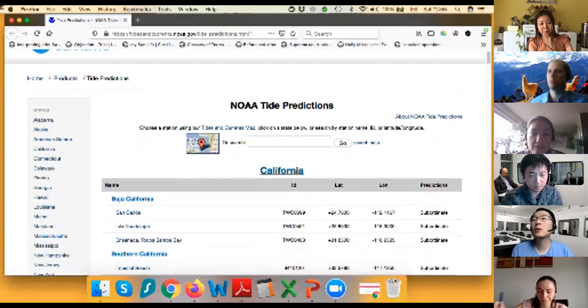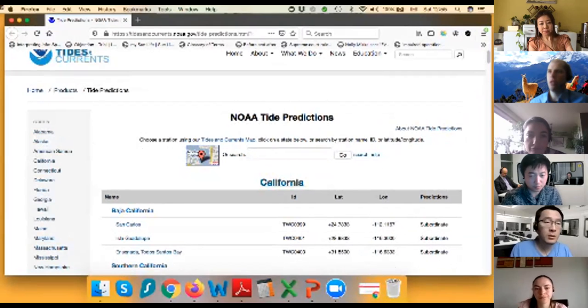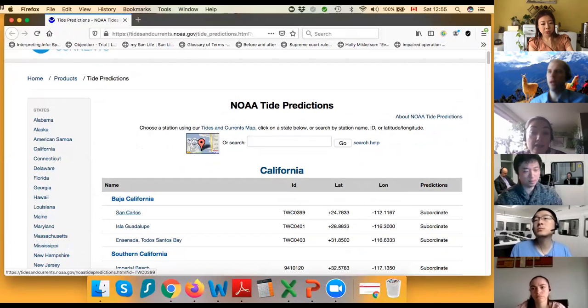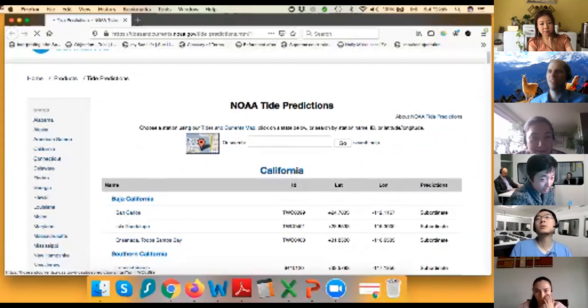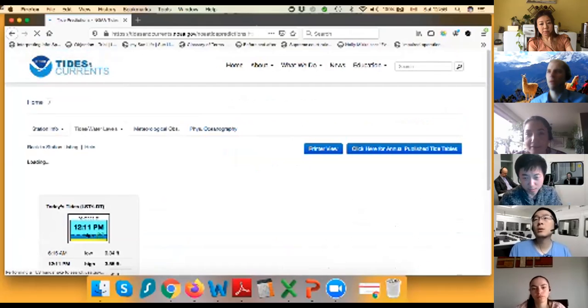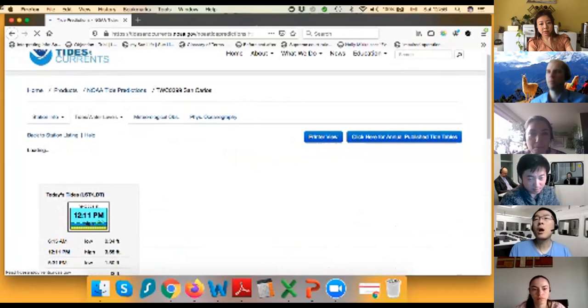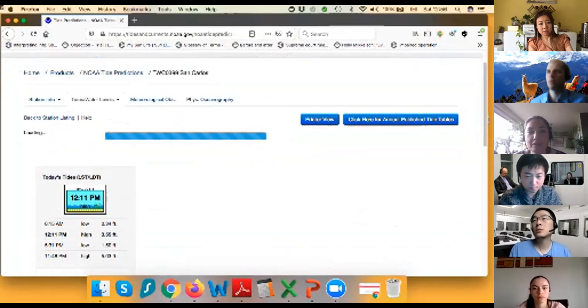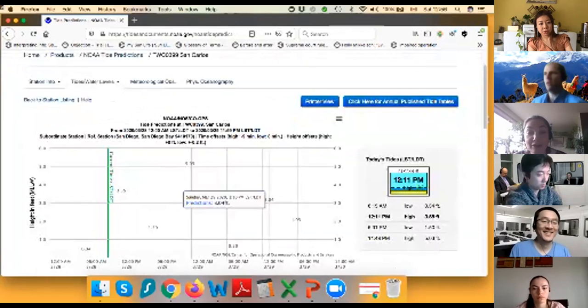So you can see that this is California. I just picked that randomly. You can go to Alaska, Alabama, Louisiana, anywhere. So let's say we have this location. We want to know what the tides look like in San Carlos. So we click on it and we wait. It's coming up. I'm actually very impressed with my old laptop that I can pull it off. Okay, here, can you see the chart?